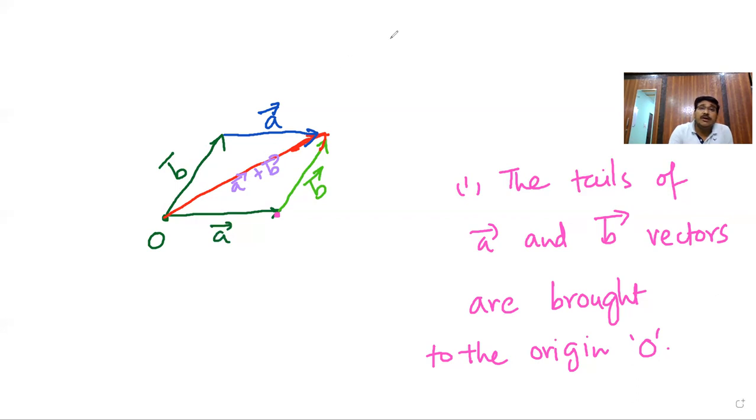That means here also, this is B bar plus A bar. From the parallelogram, it is easily understood that it follows the property of commutative law. Second property here I am putting: commutative law.